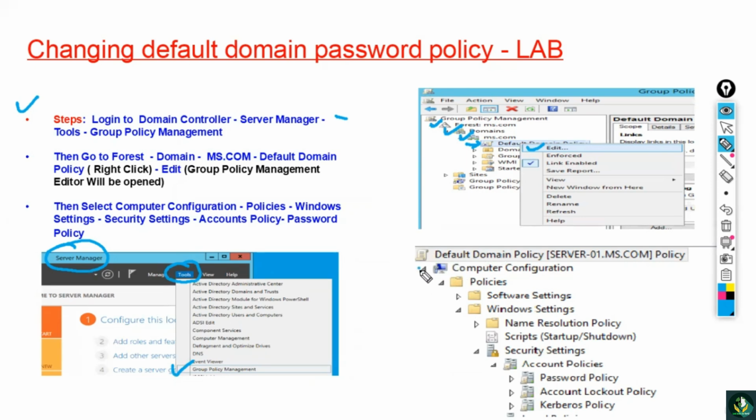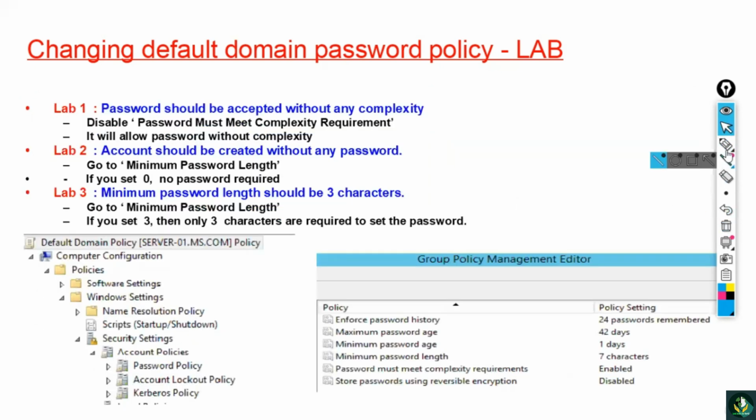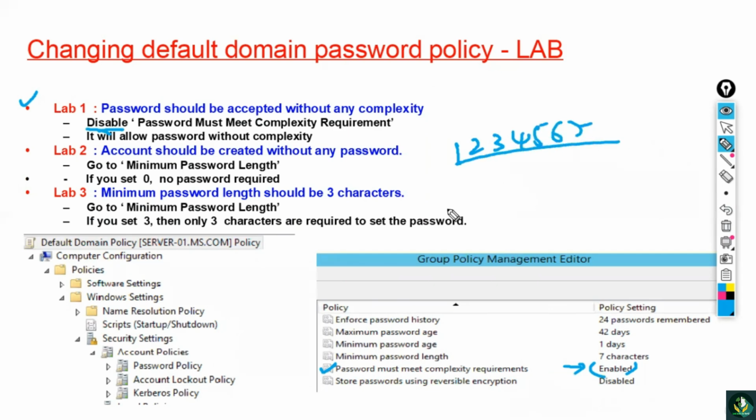Here you will select computer configuration. Under computer configuration, you will select policies, then Windows settings, then security settings, then account policies. Under account policies, you will select password policy. When you select password policy, you will get this window. Since the password should be accepted without any complexity, you will disable the option password must meet complexity requirement. By default, it is enabled. You will disable it and it will accept passwords without any complexity. It will accept 1, 2, 3, 4, 5, 6, 7. Let us do this lab first.